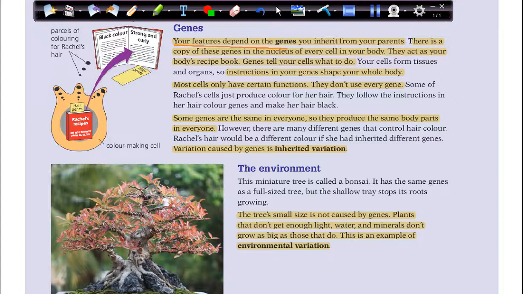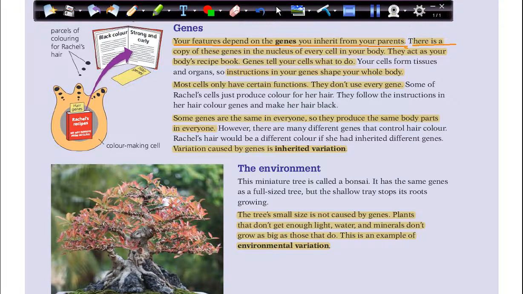Your features depend on the genes you inherit from your parents. So all organisms have genes inherited from their parents, half of them from the mother and half of them from the father. That's why we sometimes look like our mother. We have some features from the mother, like the eyes, the skin color, and we have some features that we inherited from our father, like the personality, or like the hair color, the eye colors, anything.